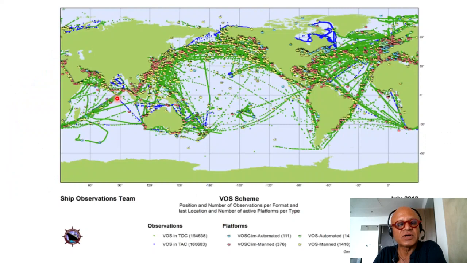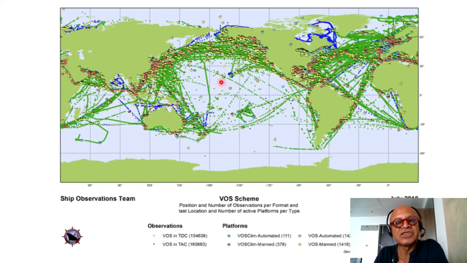Just to give you a sense, these are just the volunteer observing ships, which have been collecting data for many decades, in fact. So these are the position and number of observations per format, and last location and number of active platforms per type. So here the observations, you have various climatological, automated, climatological, manned, volunteer observing ships, automated and manned, and they carry typically thermosalinographs and so on.